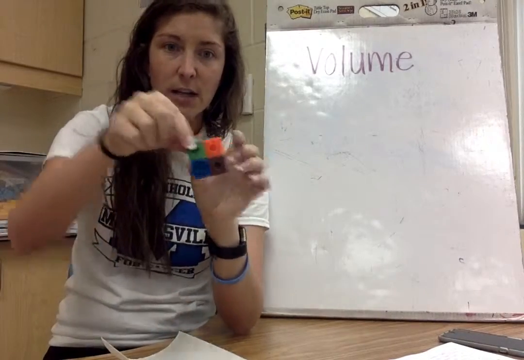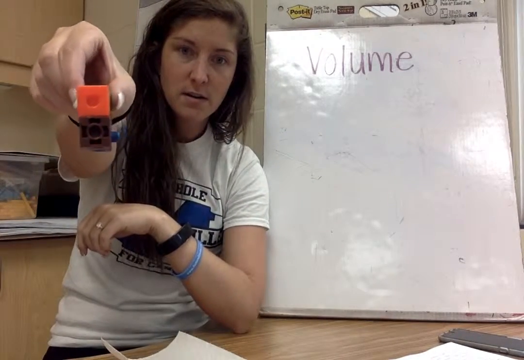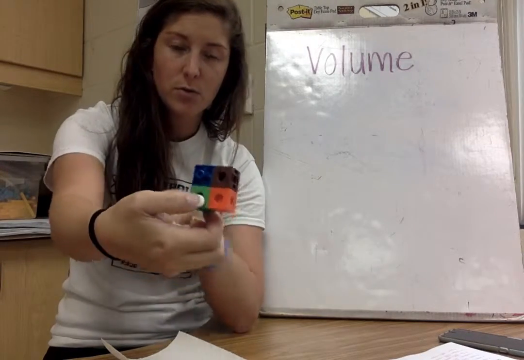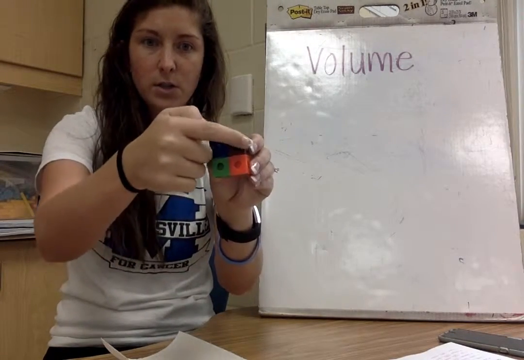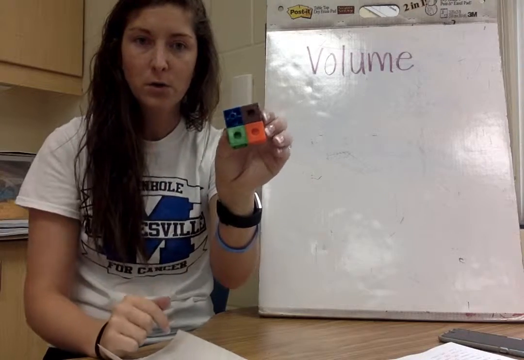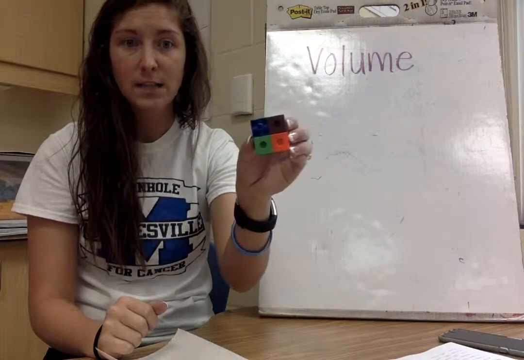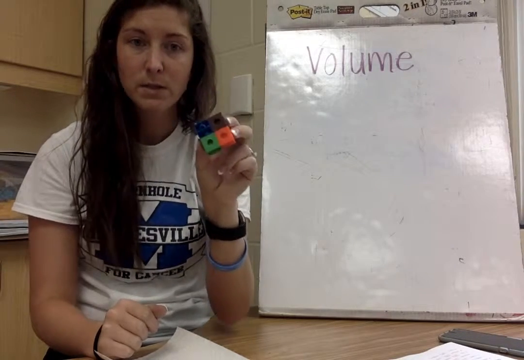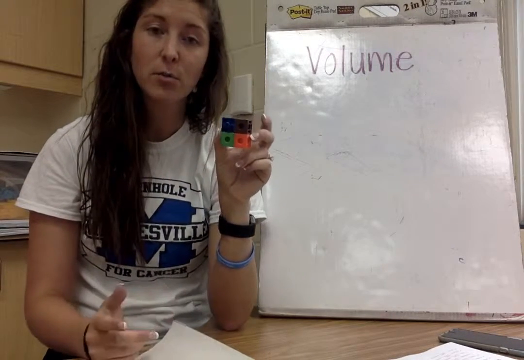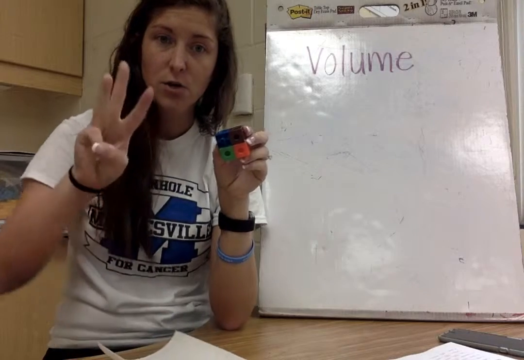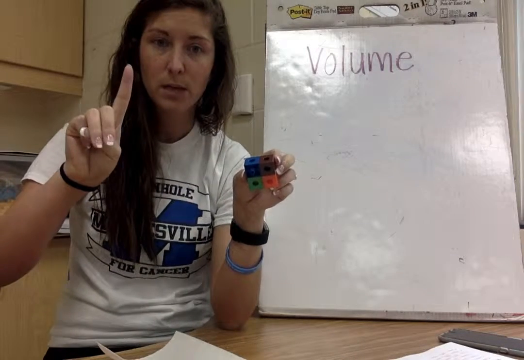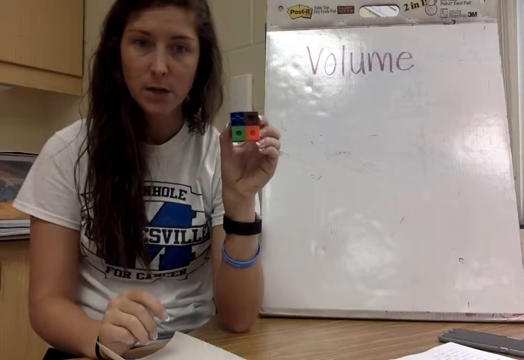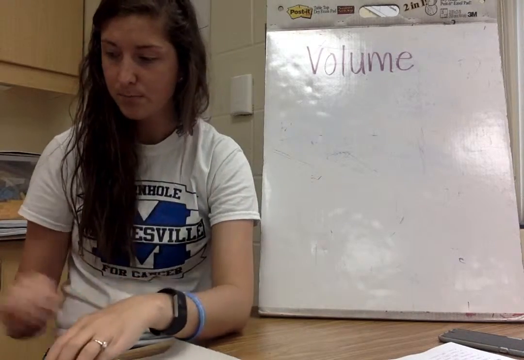So if I look at this figure here, this figure is composed of 1, 2, 3, 4 cubes. Therefore, this figure has a volume of 4 cubic inches. Volume is measured in cubic inches. Cubic because there's 3 different parts to volume: the length, the width, and the height. So the volume of this figure is 4 cubic inches.